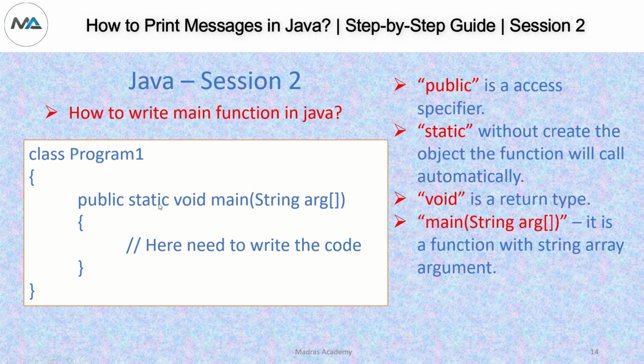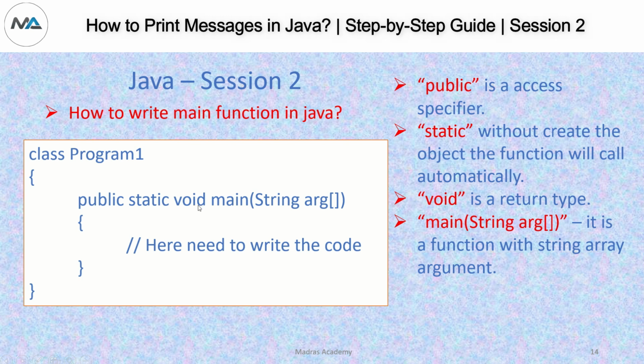Okay, and after that we are having a static keyword. Why are we using the static keyword here? Once this program is saved and I compile and run this program, this main function will automatically be invoked, and whatever code we have inside that will be automatically executed, and this function I'm not going to call separately. So for that purpose we are using the static keyword in the main function. Static means without creating an object, the function will be called automatically.